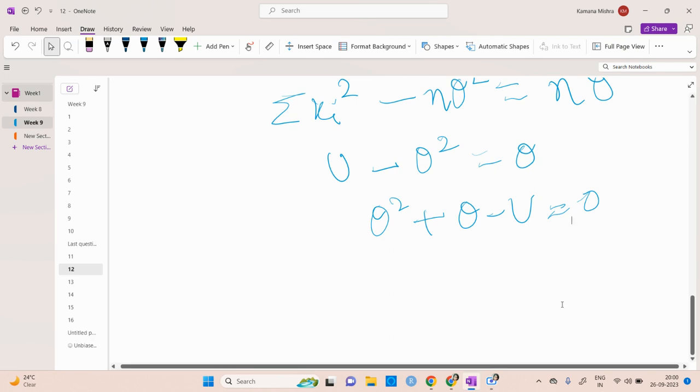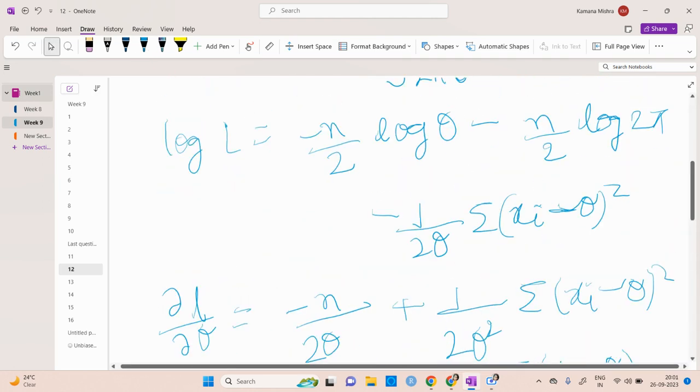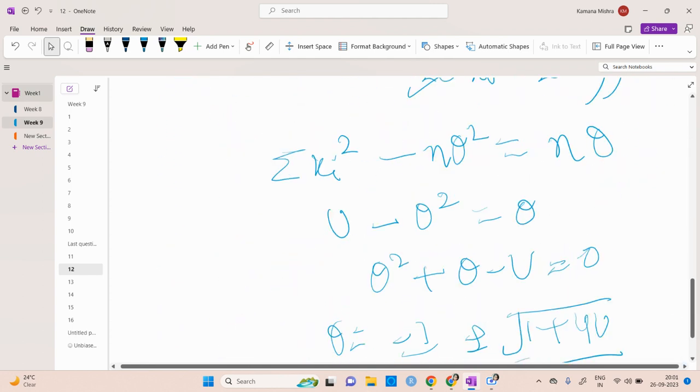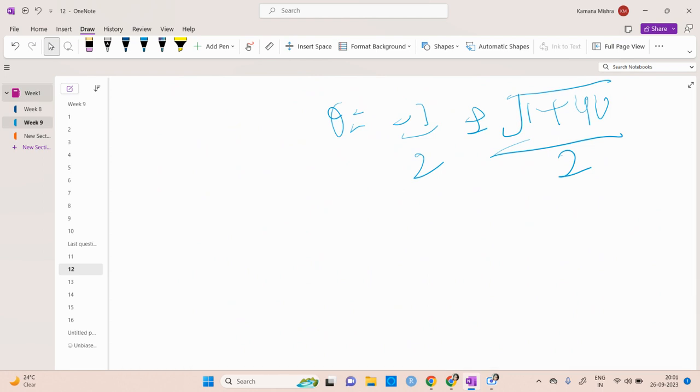And then it will be theta is equal to minus 1 upon 2 plus minus under root 1 plus 4u upon 2, right? So now you have one thing: minus 1 by 2 plus root of 1 plus 4u upon 2, and then the minus.